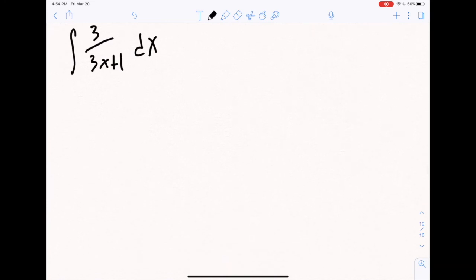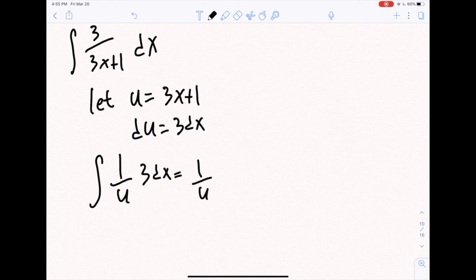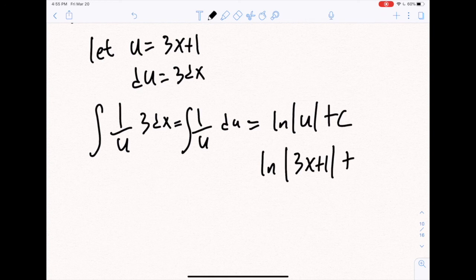Let's look at another example here. The integral of 3 divided by 3x plus 1. So here we're going to have to use a u substitution because, look at it. All right, so we let u be the bottom part, 3x plus 1. So then du equals 3 dx. Well, isn't that handy? So our integral becomes 1 over u times 3 dx, which is 1 over u du. Don't forget the integral sign. And so when we take that integral, we get the natural log of the absolute value of u plus c. But remember, u is 3x plus 1, so we get the natural log of the absolute value of 3x plus 1 plus c.